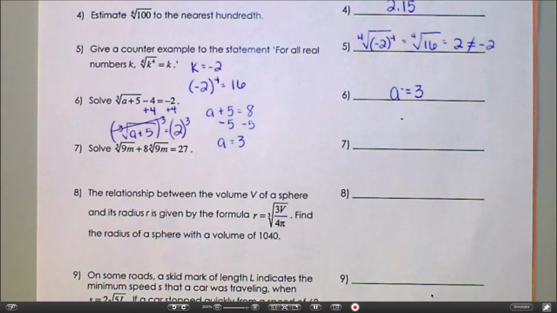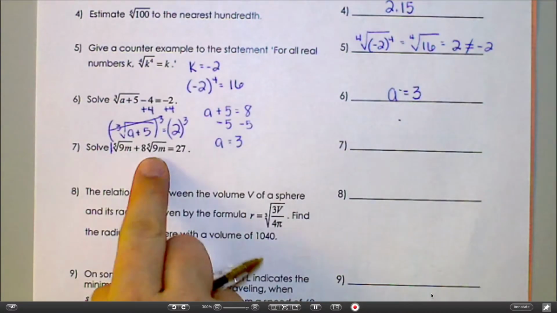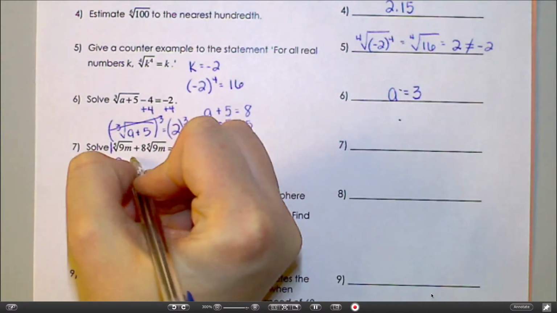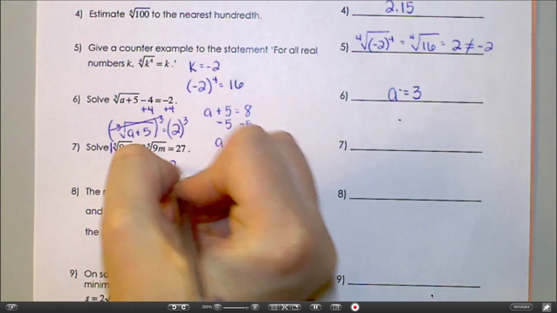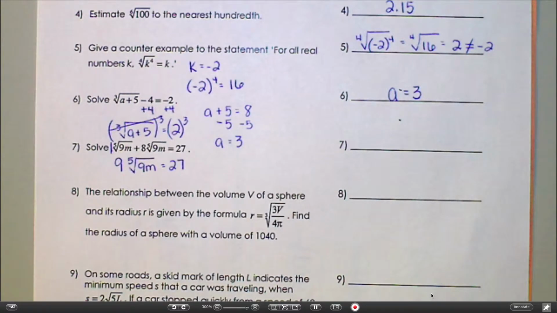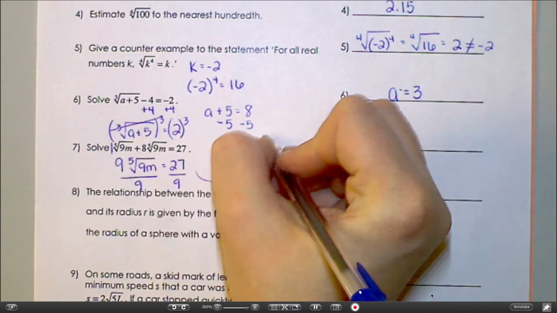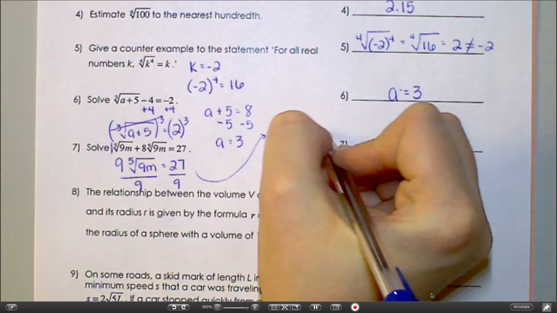Let's do it again. Number 7. Very much like number 20. What do you want to do here? Combine them. And by combine, I mean I have 1 apple and 8 apples, so I have 9. I have 9 fifth roots of 9m. Now what? Divide by 9. And I end up with the fifth root of 9m is equal to 3.